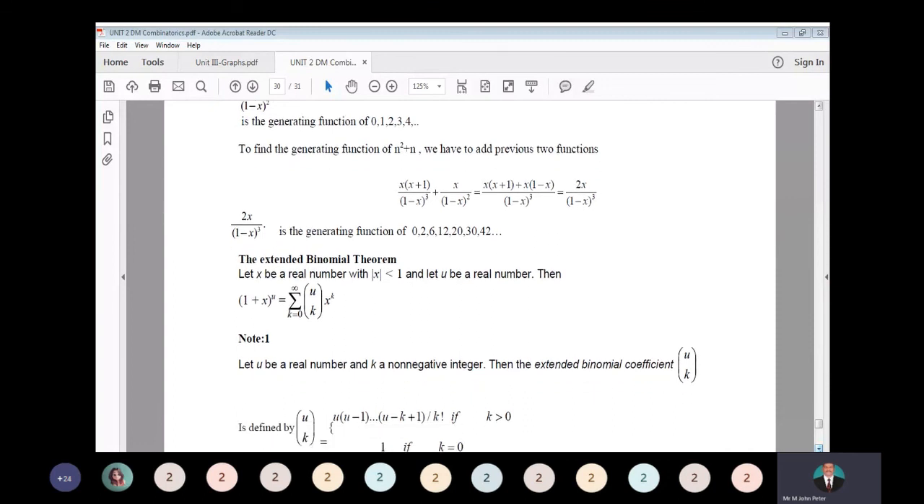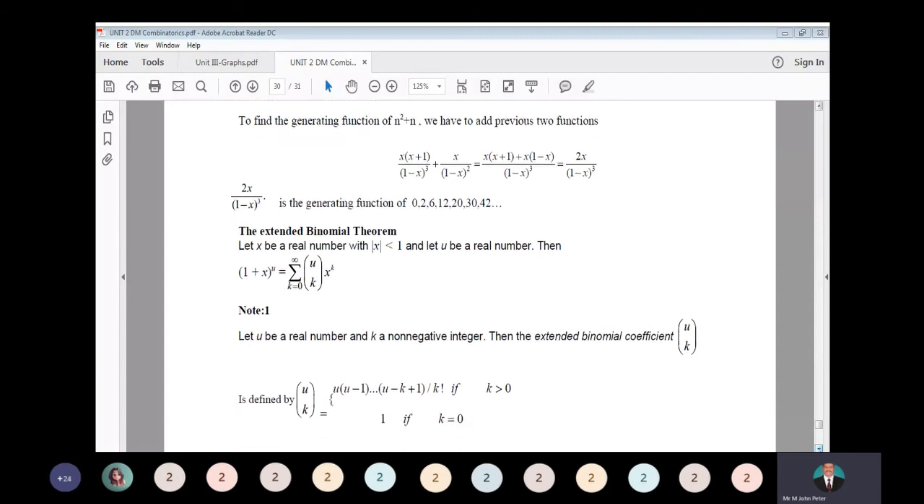The extended binomial theorem: let x be a real number where modulus of x is less than 1, and let n be a real number. Then (1 + x)^n is equal to the summation k equal to 0 to infinity of (n choose k) x^k. That is the binomial coefficient n choose k, otherwise written in column form as n over k. n is a real number and k is a non-negative integer.